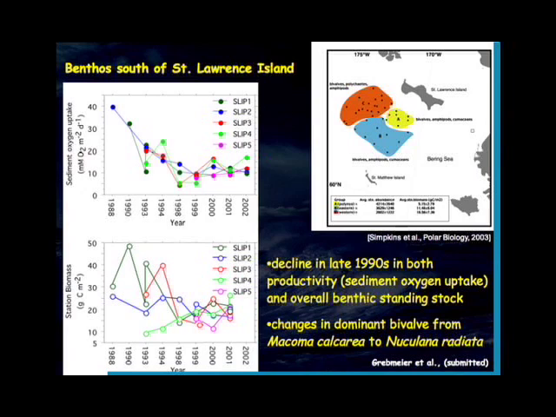And this is critically important to the benthic populations. These are clams and bivalves and crabs, various kinds of bottom-dwelling organisms. And you can see that their oxygen utilization rates and their biomass has significantly dropped off as this ice edge phytoplankton moves further and further to the north.